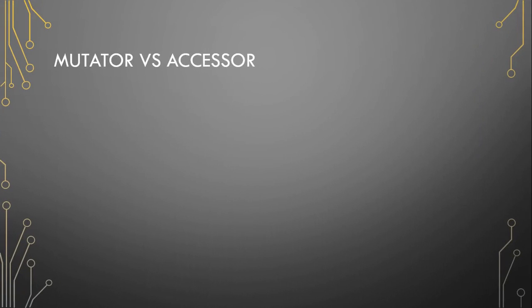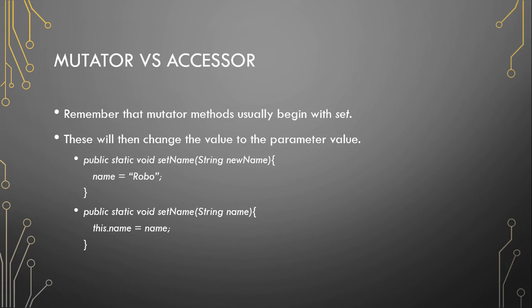Now let's talk about mutators versus accessors. Remember, mutator methods typically begin with the word set. That's usually the key thing that tips you off that this is a mutator method, because it says set. These will then change the value to the parameter value. So public static void setName, String newName, name equals robo.